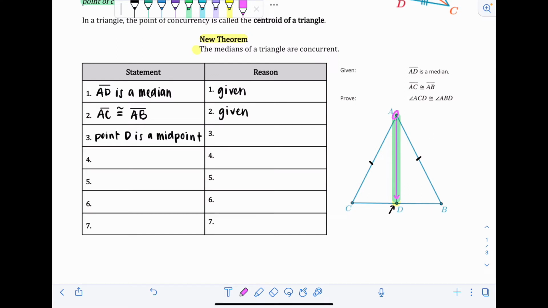Because we were able to say that it was a midpoint since we knew that AD is a median, we would justify this by saying definition of a median, because that's why we were able to establish that D was a midpoint.